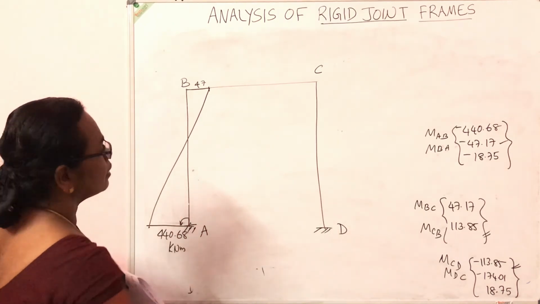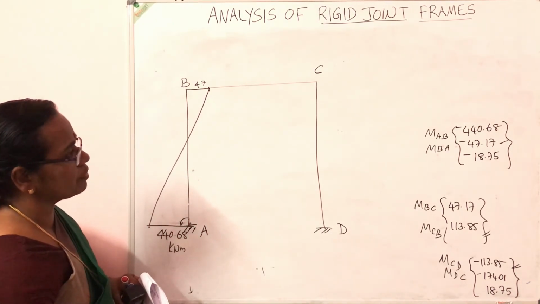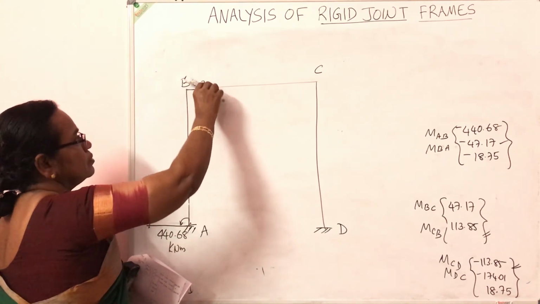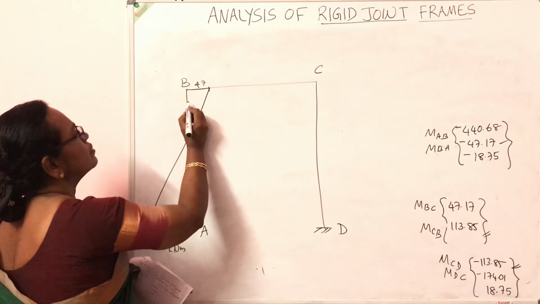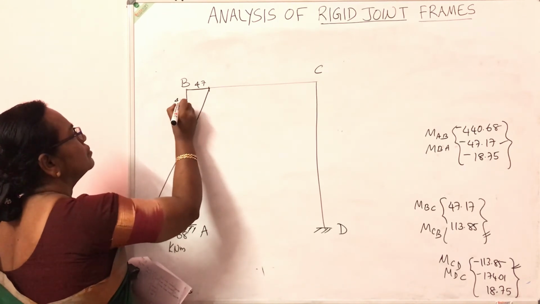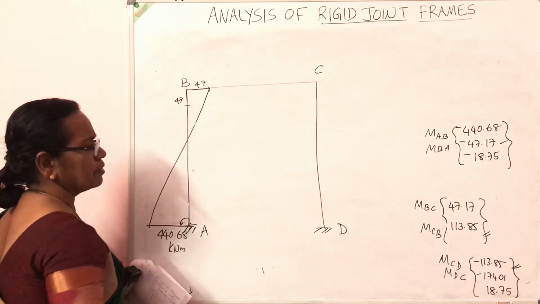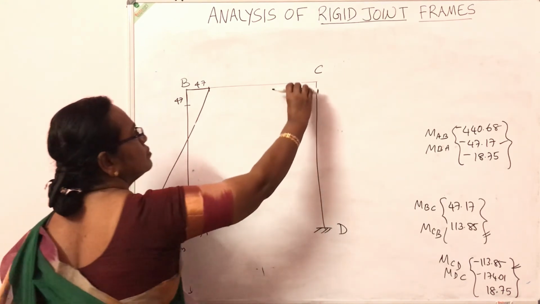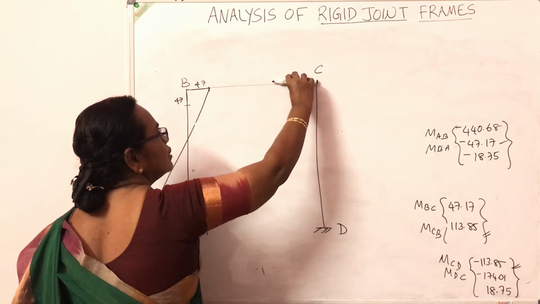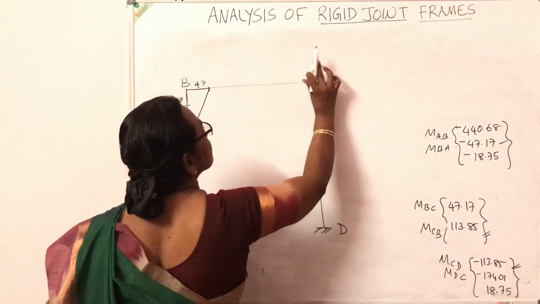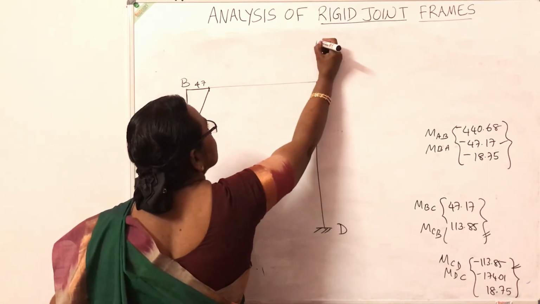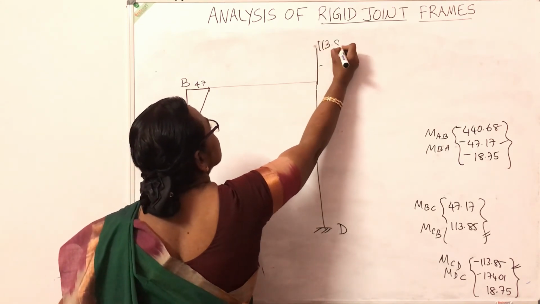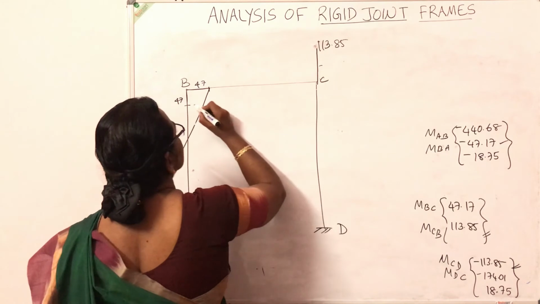Next span BC, MBC 47.17. So B to C clockwise. So it comes down. Mark 47.17 here. MCB 113.85, C to B. It is 113 clockwise. So mark 113.85 at this point C. So join these two.